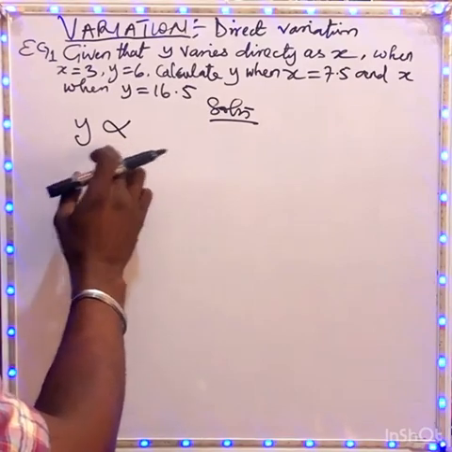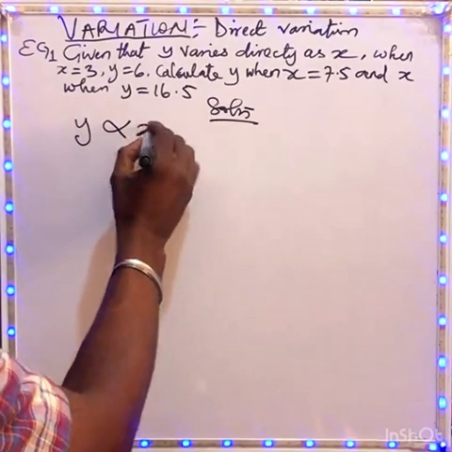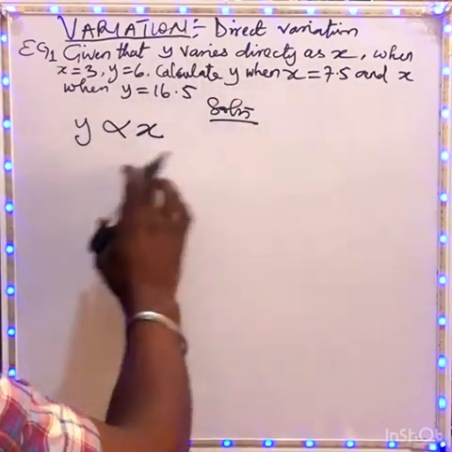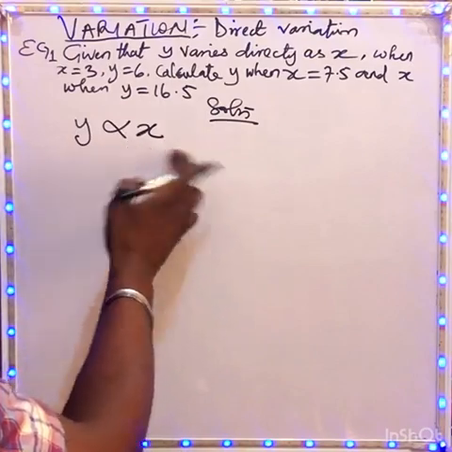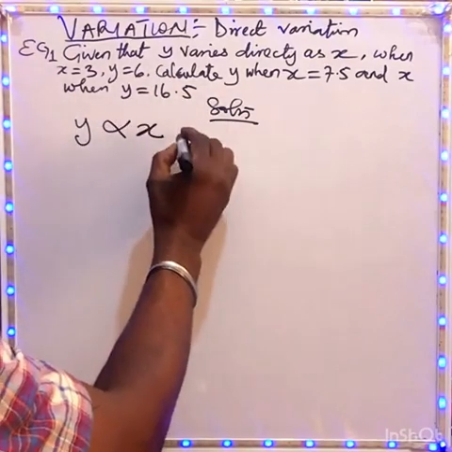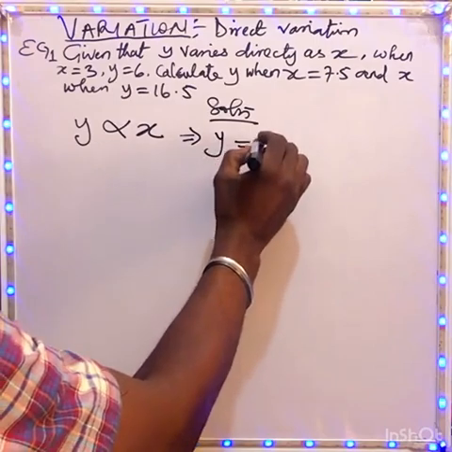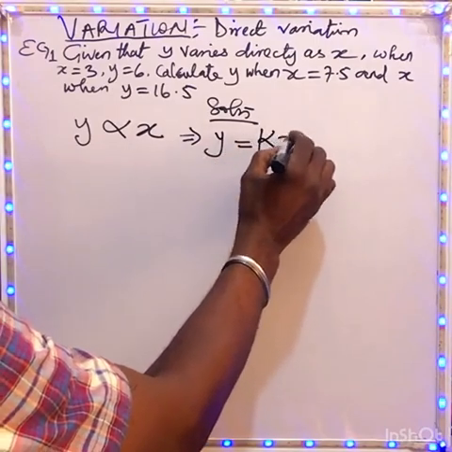You are told that y varies as x, in this particular question. So for you to remove this sign, you will introduce a constant. What this implies is that y is equal to constant k multiplied by x.